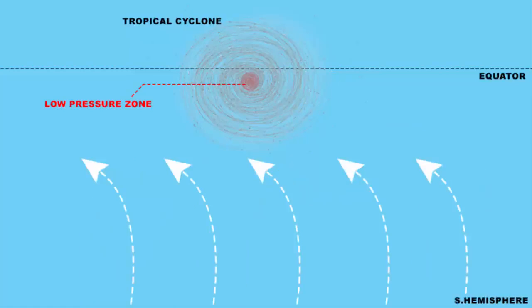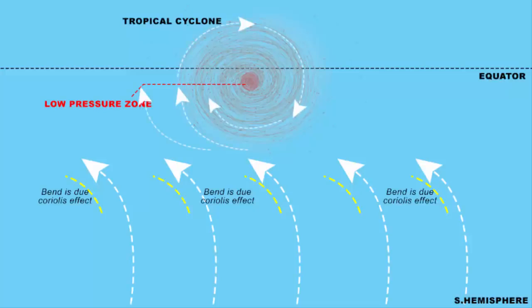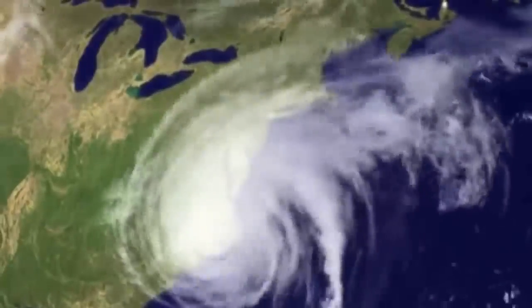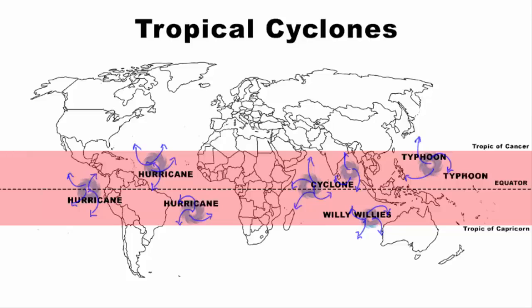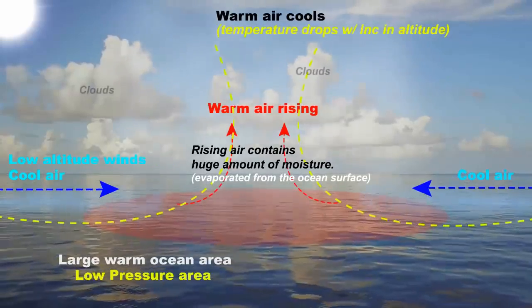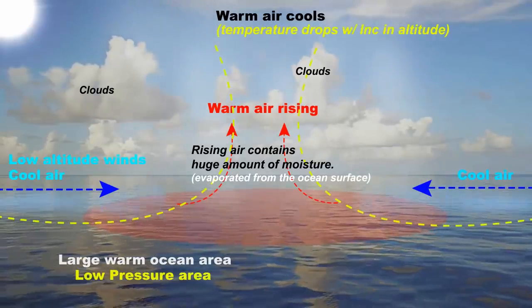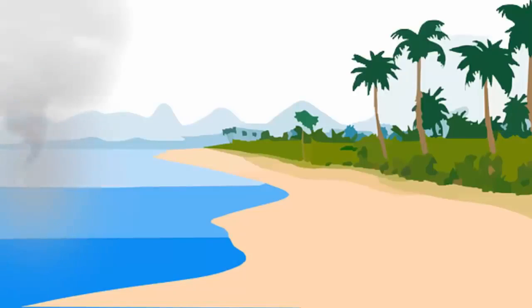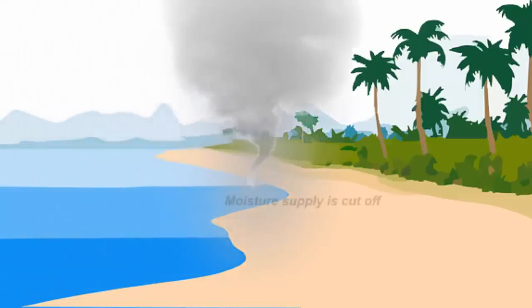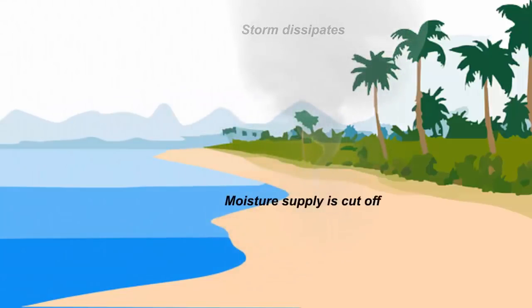In the southern hemisphere, the Coriolis effect moves air to the left, opposite to what happens in the northern hemisphere. As a result, the spinning of the cyclone is in a clockwise direction in the southern hemisphere. Tropical cyclones are intense, and in the beginning we have read that it occurs over the ocean surface and coastal region because there is a continuous supply of moisture from the ocean or sea. When it reaches the land, the moisture supply is cut off and the storm dissipates.